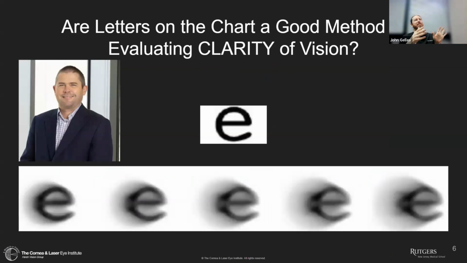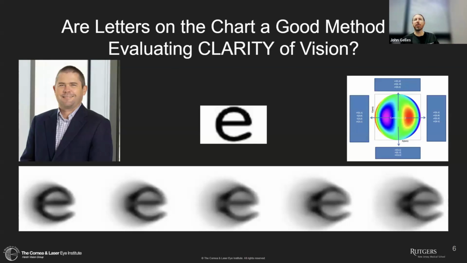I really love this one. This one's from Jason Marsack, which was basically asking, are letters on a chart a good method of evaluating clarity of vision? What you can see here is we took a letter E, which has no higher order aberrations in it. You can see that in the center. And going from left to right, we started progressively adding more and more horizontal coma.